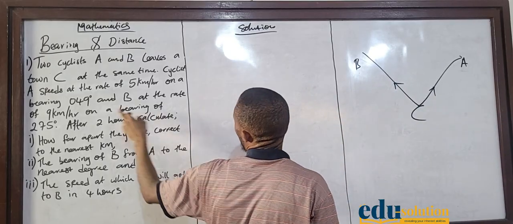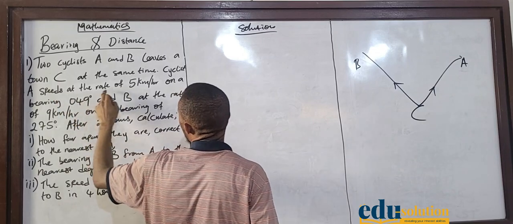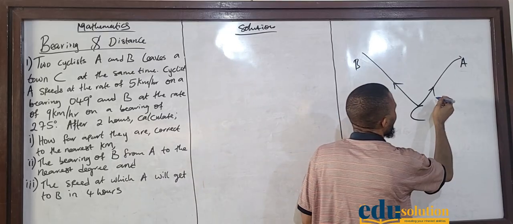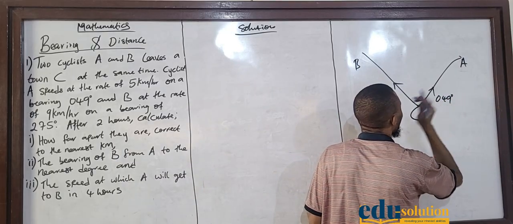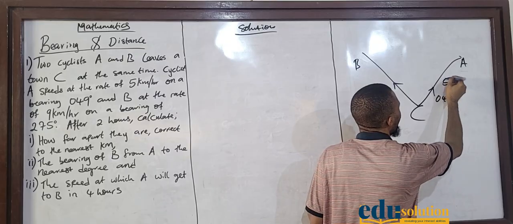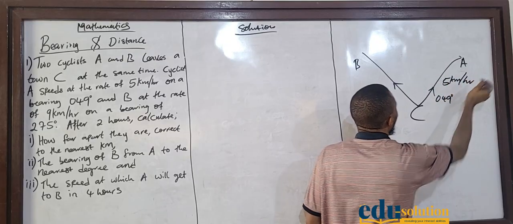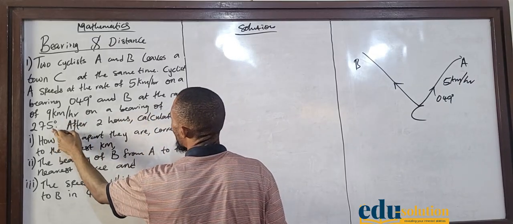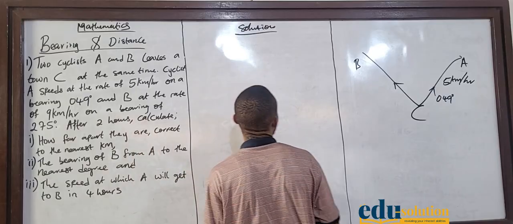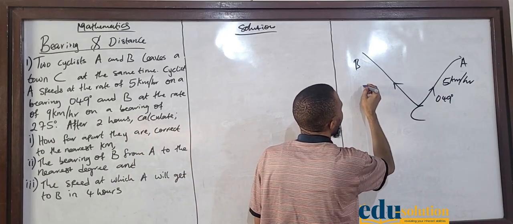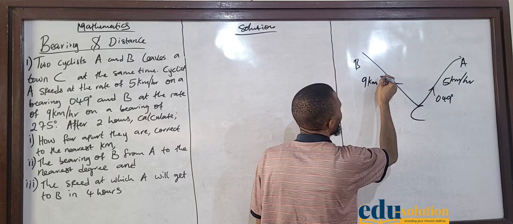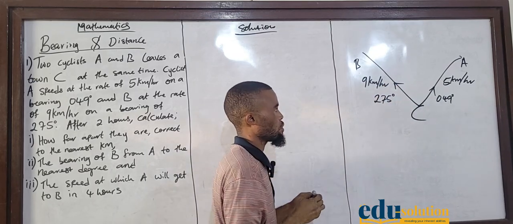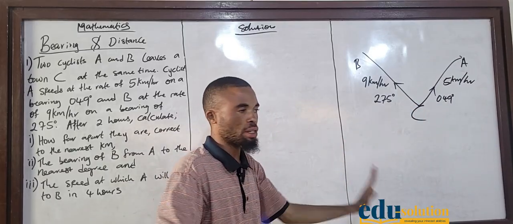Okay. Now let's check it out. The question says that cyclist A speeds at the rate of 5 km per hour on a bearing of 049 degrees. So we have 049 degrees to A. That's the bearing, and the speed is 5 km per hour. While cyclist B travels at the rate of 9 km per hour on a bearing of 275 degrees. Are you seeing it? So we have 9 km per hour on a bearing of 275 degrees. This is a rough sketch. Let's draw the correct diagram now.